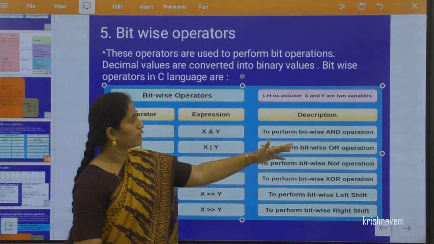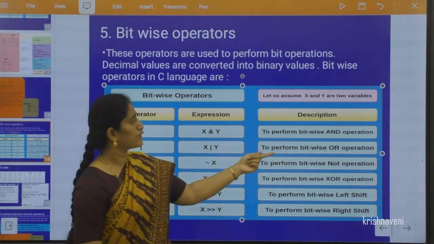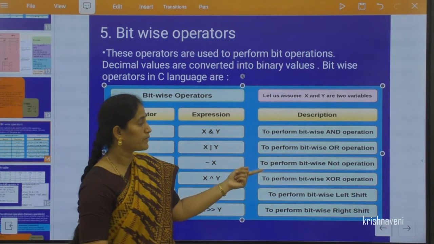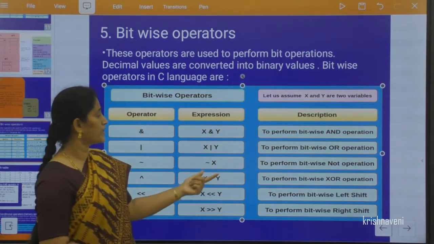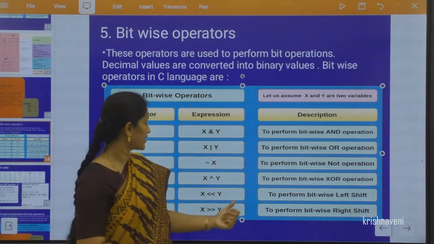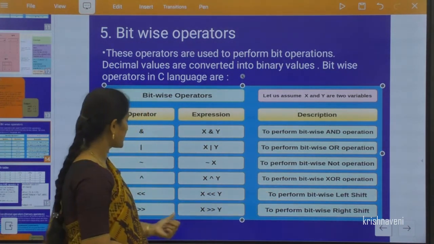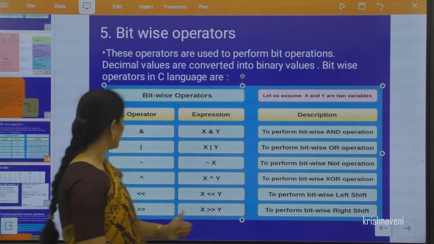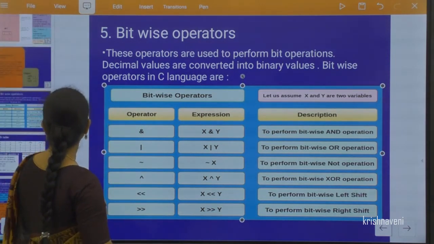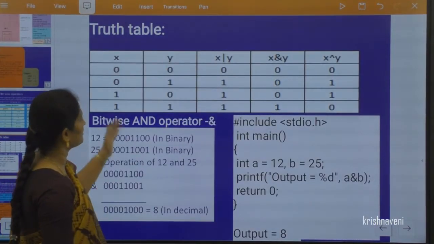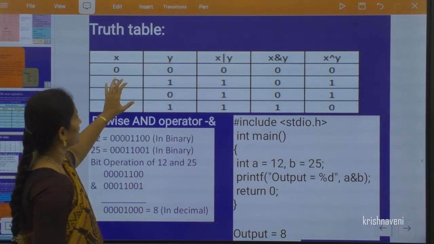This performs the bitwise AND operation, this performs the bitwise OR operation, this performs the bitwise NOT operation, this is the XOR operation, this is the bitwise left shift, and this is the bitwise right shift. So let's see the example truth table for bitwise operators.